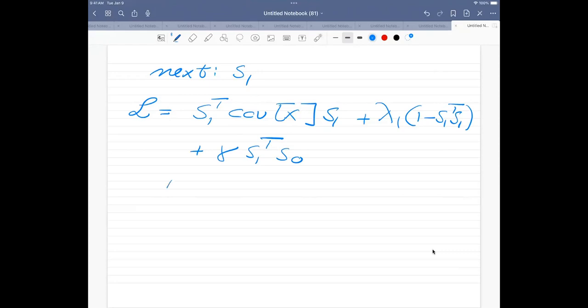Then I have to take the derivatives with respect to these quantities. Derivatives with respect to lambda 1, gamma, and S1. These are the quantities I want to optimize. So two of them are so-called Lagrangian parameters, lambda 1 and gamma.